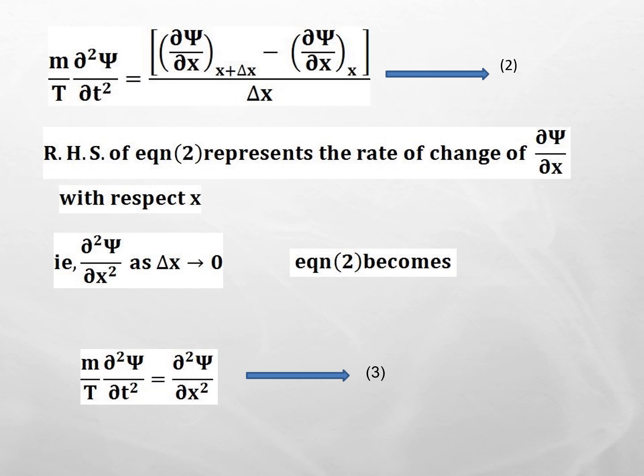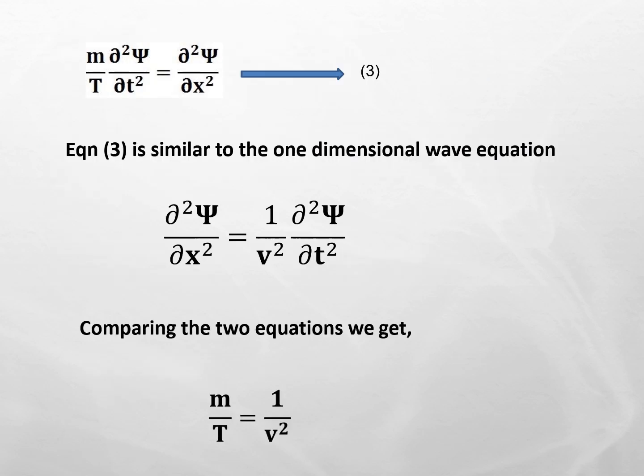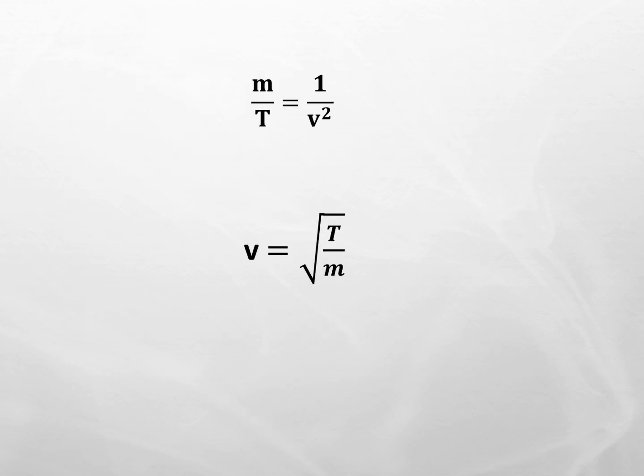Now we get equation 3, which is m by T into dou square psi by dou t square is equal to dou square psi by dou x square. You can see that equation 3 is similar to the differential equation of a one-dimensional wave. So on comparing the two equations, we can write m by T is equal to 1 by v square. So from this equation, we get the velocity of the wave v is equal to root of T by m, where T is the tension in the string and m is the mass per unit length of the string.